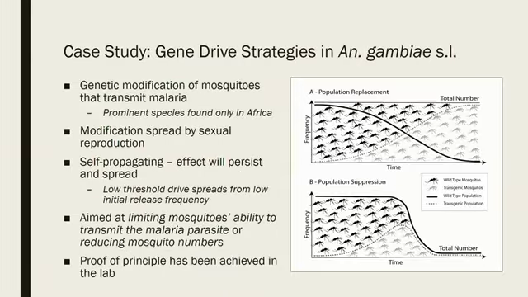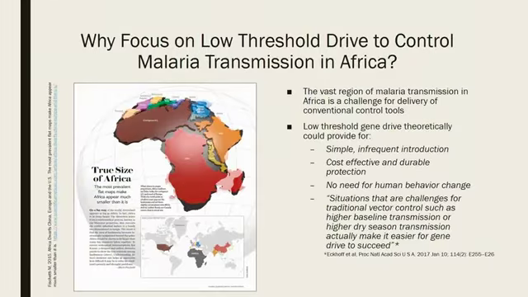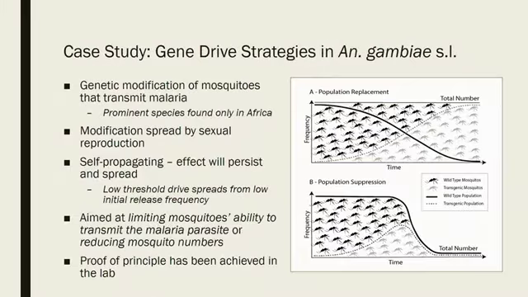This took as a case study gene drive strategies for control of malaria transmission in Anopheles gambiae mosquitoes, which, as everyone knows here, is a prominent malaria vector found in Africa. The study looked only at self-propagating forms of gene drive, and in particular what's been called low-threshold gene drive, which is intended to establish and spread from low initial release frequencies or even rare introductions.